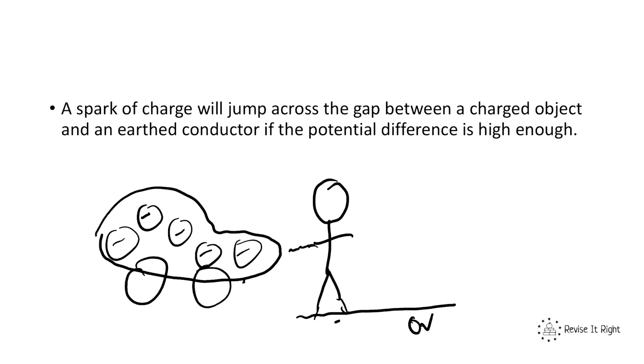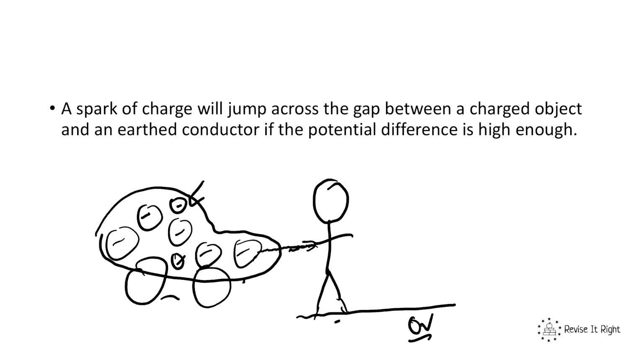Now the earth is at 0 volts, and the more static charge this car gains, the bigger the potential difference in volts between the car and the earth. When this potential difference is large enough, these electrons can jump from the car to the earthed object. Remember, an earthed object is something that's touching the earth.